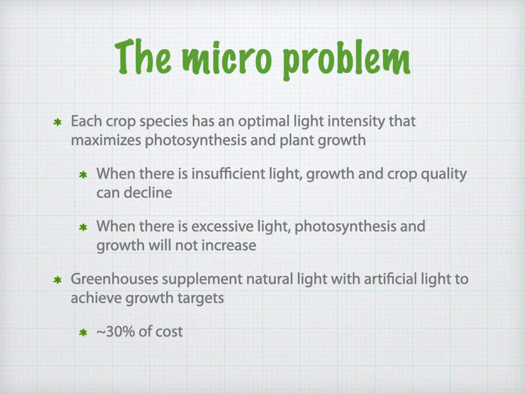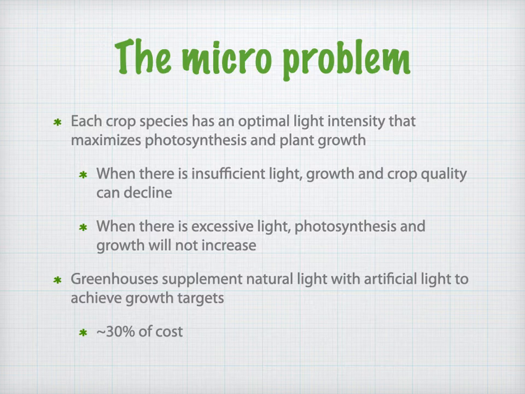On a previous slide, I talked about the larger problem of food insecurity. Now we'll move down to the micro problem, where we'll consider the growth of each particular crop. Each plant species has an optimal light intensity that will maximize photosynthesis and plant growth.